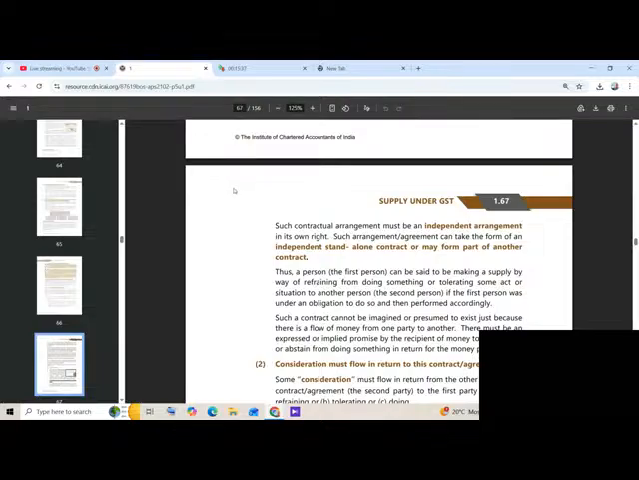Such contractual agreement must be an independent agreement in its own right. Thus, a person can be said to be making a supply by way of refraining from doing something or tolerating some act or situation to another person if the first person was under an obligation to do so and then performs accordingly. Such a contract cannot be imagined or presumed to exist just because there is a flow of money from one party to another.